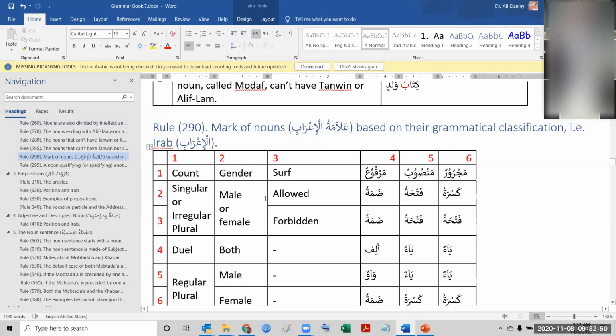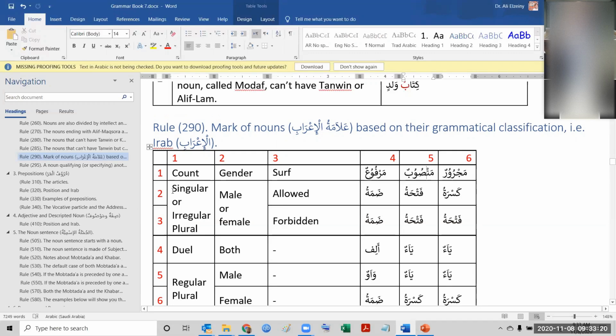So we have three classifications for nouns. The first one is Marfo3, the second one is Mansob, the third one is Majror. So we have Marfo3, Mansob, Majror. Depending on the noun, the sign or the mark or the haraka at the end is going to reflect that.